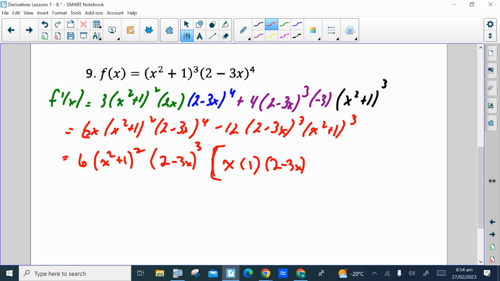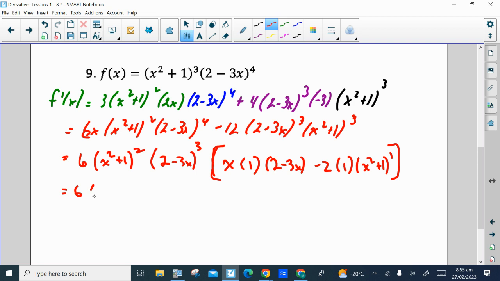Now we'll divide the second term by the common factor. When you divide negative 12 by 6, you're going to get negative 2. The 2 minus 3x all cubed cancel. When you divide them, you're going to get 1. And then you're going to divide the x squared plus 1 all cubed by the x squared plus 1 all squared. Again, you're dividing powers with the same base. You subtract the exponents and keep the base the same. You're going to get x squared plus 1 to the power 1, or just x squared plus 1.